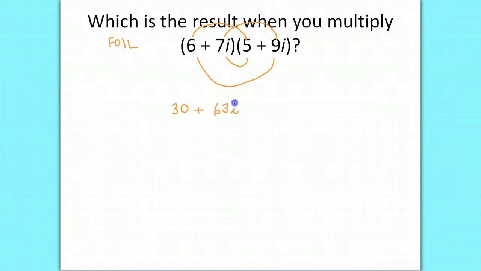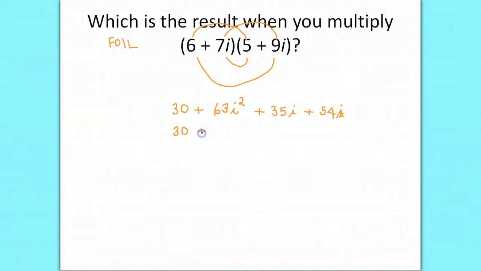63, and again, i times i is going to give you i squared, but we're going to replace this with a -1 in a minute. Then when you do positive 7i times a positive 5, you get positive 35i. And then 6 times 9i, you just multiply the 6 and the 9 together, and then the i just gets tagged onto the end there. Sorry, my eyes kind of look funny. This is an i. Okay, so then we're going to simplify and combine like terms.